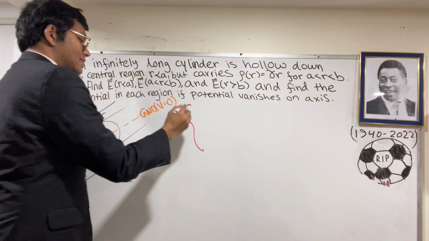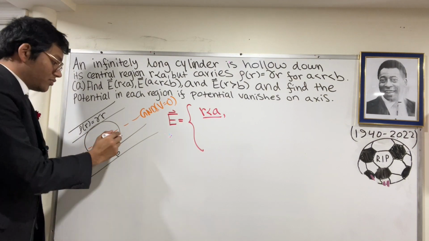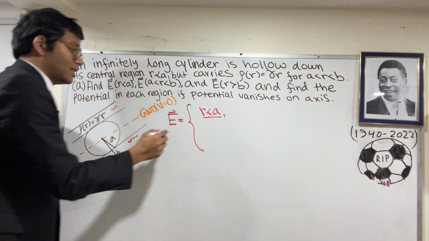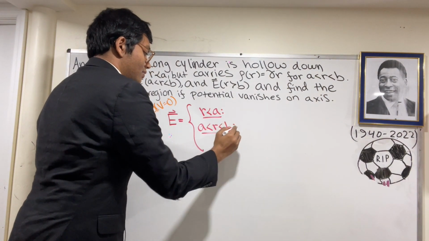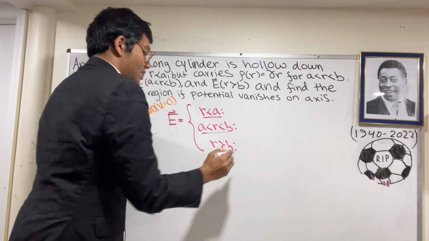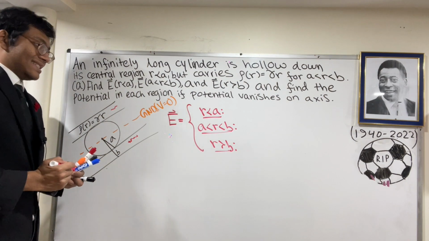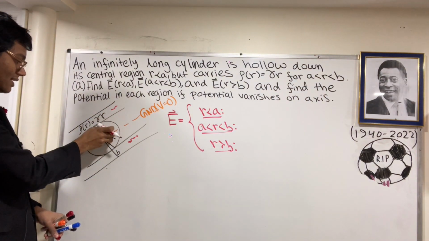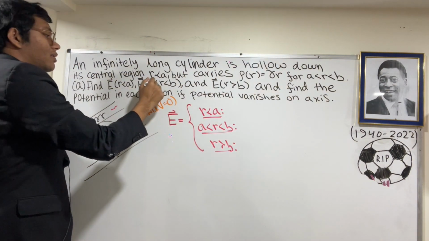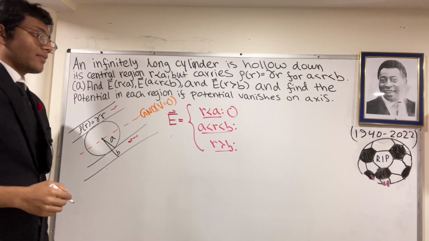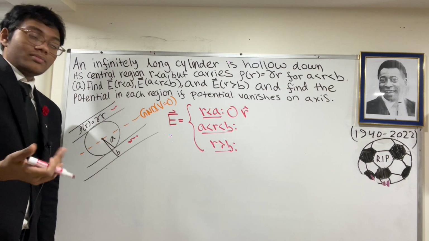Well, first you can be inside the hollow part, which is r less than a. You can be within the annular part right here, like for example here or here. That means r is between a and b. And finally, you can be outside of the entire charge distribution, in which case r is greater than b. So let's figure out first r is less than a. That's perhaps the easiest because inside there is no charge, right? It's hollow down its central region r less than a, right? So there is no electric field within that hollow region because there's no charge to begin with.